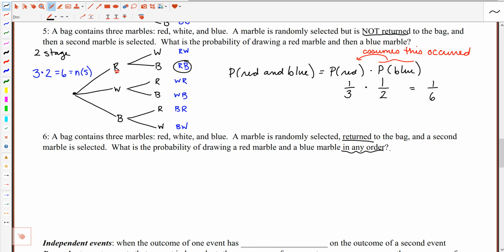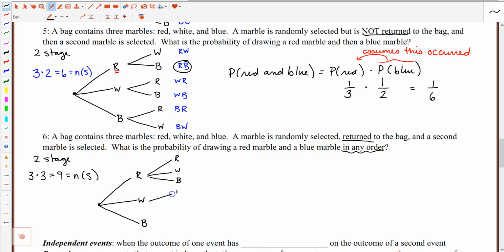Okay, so this one, because you're pulling 2 marbles, this is going to be 2 stages. Since the marbles are being returned to the bag after the first pull, there are 3 possible marbles on the first pull, and there are 3 possible marbles on the second pull. So there is going to be 9 outcomes total in your sample space. On this one, it might be illustrative for us to re-sketch the tree so we could see what's going on. Okay, so you could have red, white, and blue on either of the pulls and either of the stages.